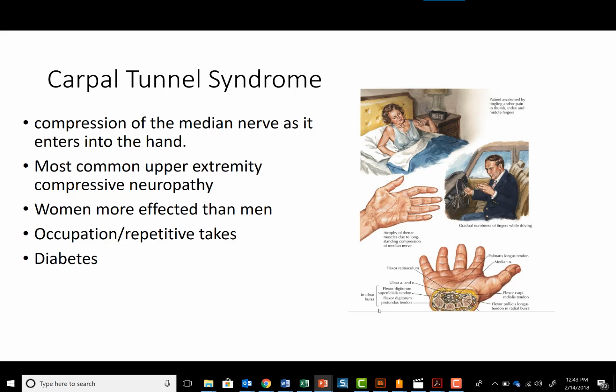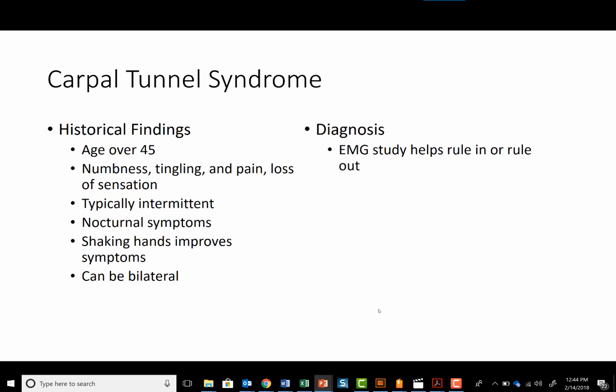If you look at the picture to the right, some of the common complaints might be waking up at night with some tingling, pain in the thumb and the index and middle finger. People may have progressive numbness, maybe as they're driving and putting compression on that nerve. And in later stages, they may complain of weakness in the thumb. That can play a role in this as well.